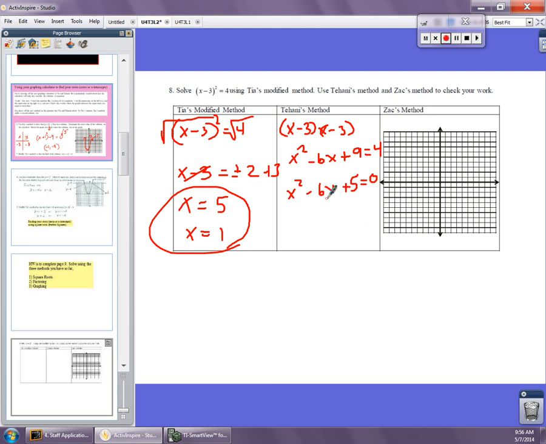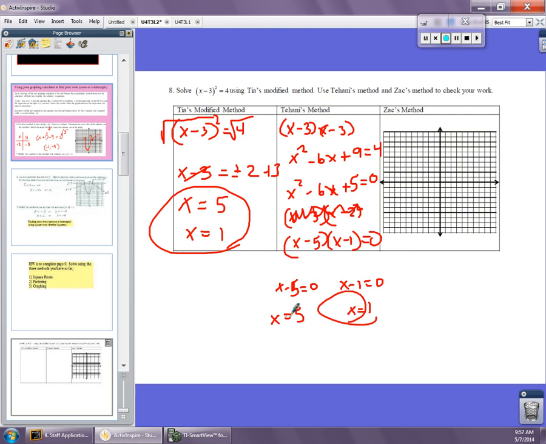Now we're going to refactor. Things that multiply to 5 that add to negative 6. That's x minus 3 and x minus 2. Oh, that actually doesn't add to, I'm sorry, I did that wrong. Things that multiply to positive 5 that add to negative 6. That would be negative 5 and negative 1. So x minus 5 times x minus 1, which equals 0. And then if I set each one of these equal to 0 and solve for each of them, you get your answer of positive 5 and positive 1. You'll notice we got the same exact answer that we did when we used Tia's way, because they're just different ways of doing the same thing.